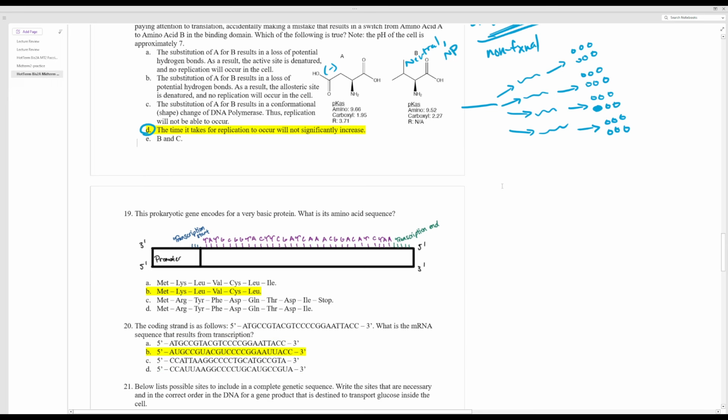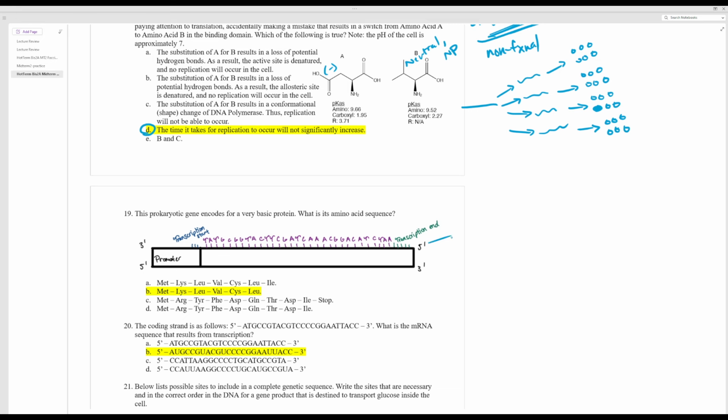This prokaryotic gene encodes for a very basic protein. What is its amino acid sequence? All right, let's identify. We have a protein, so there's a promoter. On my left, 3 prime. On my right, 5 prime for this top strand. So it's going 3 prime to 5 prime with my promoter on the left.